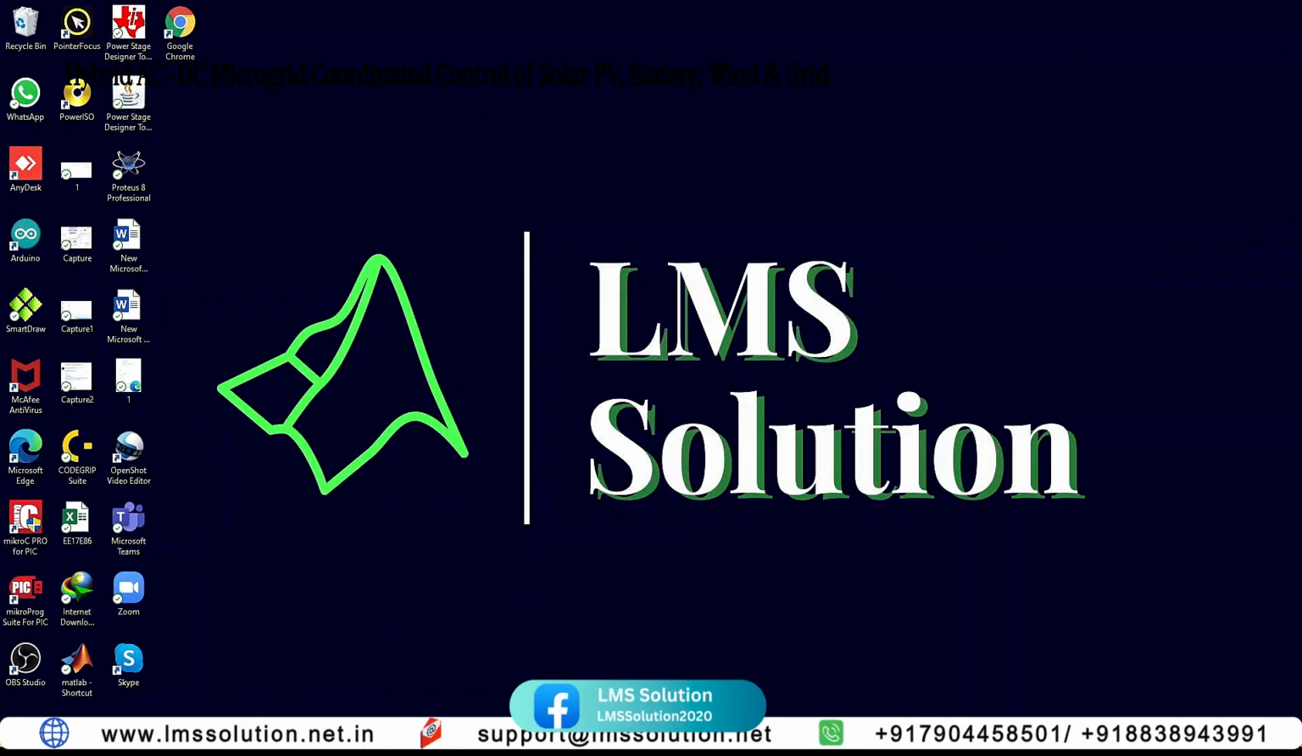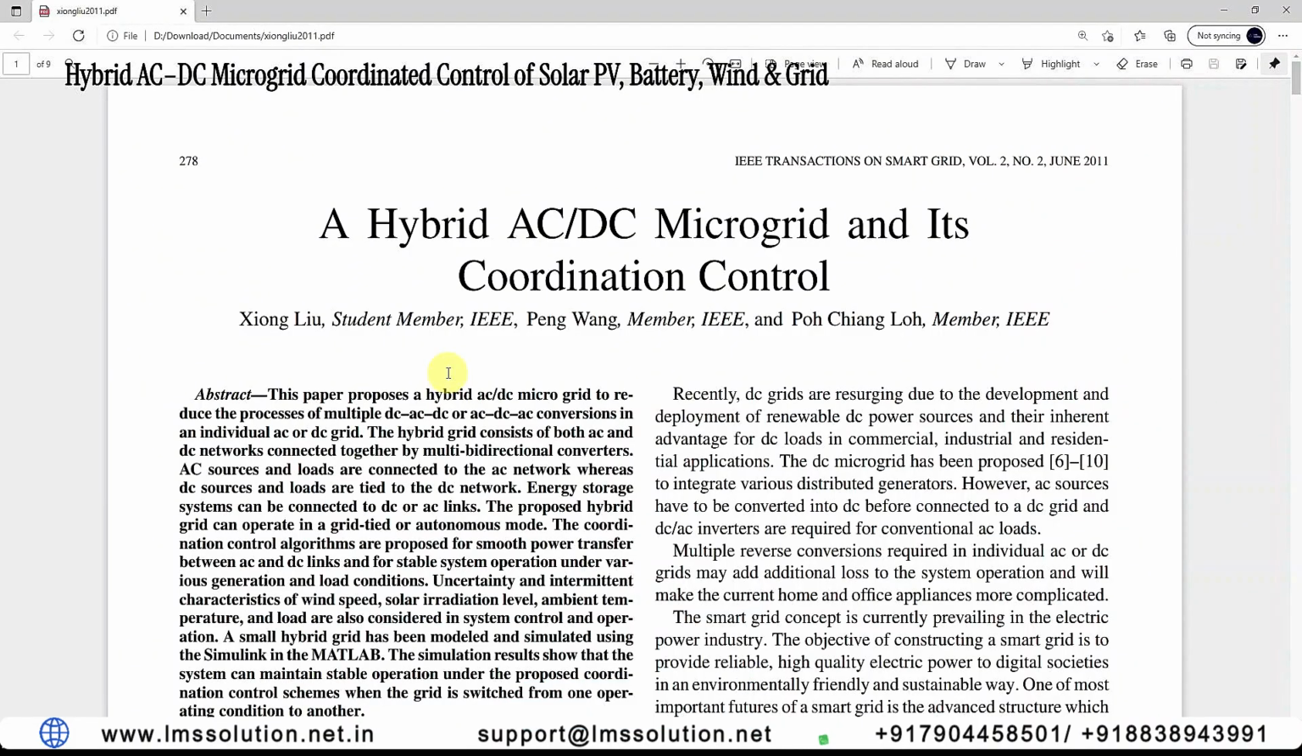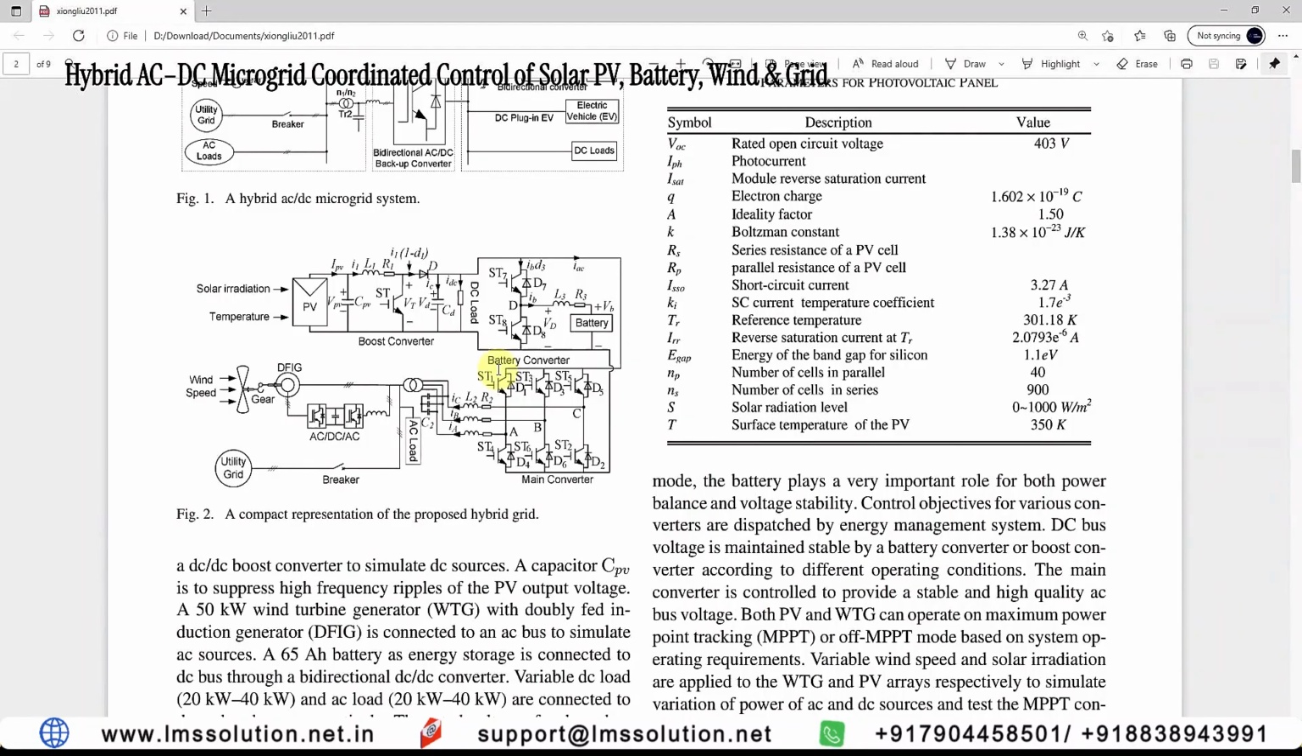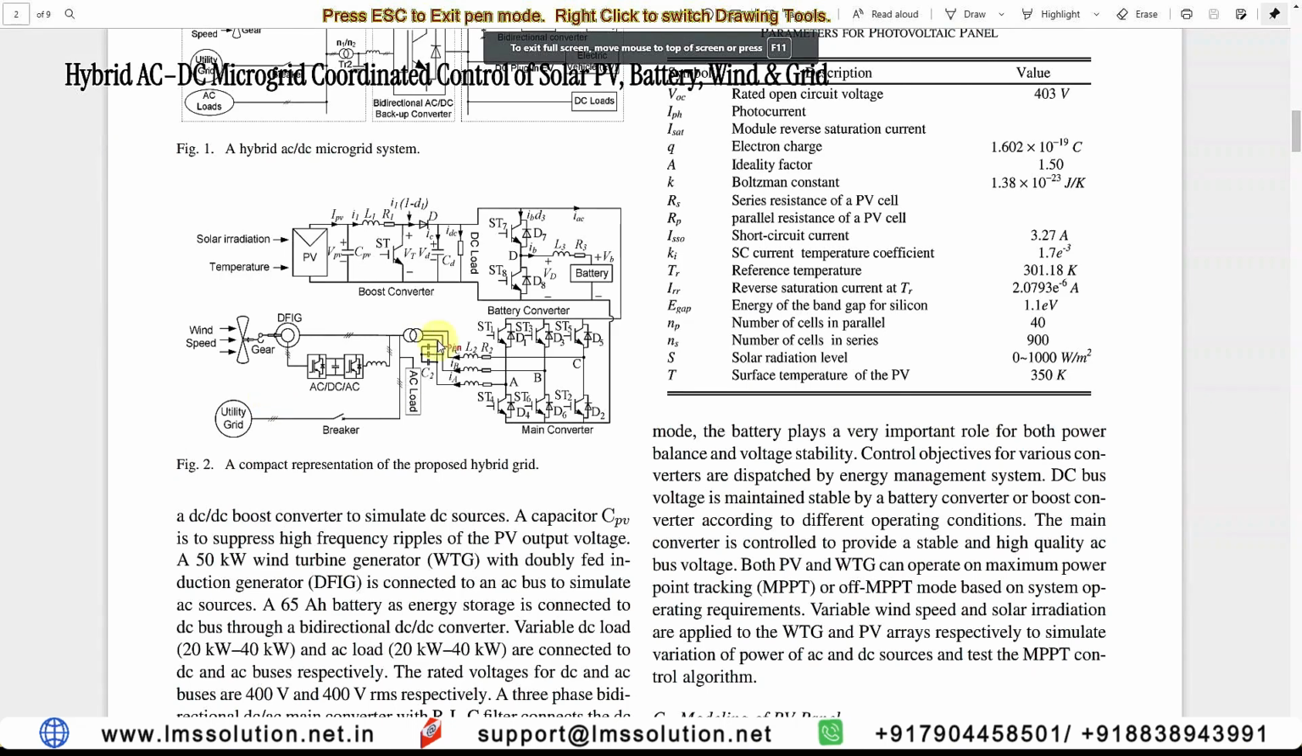Today we are going to see about the hybrid AC-DC microgrid and its coordination control. First we are going to see the block diagram of the hybrid AC-DC microgrid. This system is going to be implemented in MATLAB simulation. First we have to discuss this basic block diagram. This is the basic block diagram of the hybrid AC-DC microgrid.